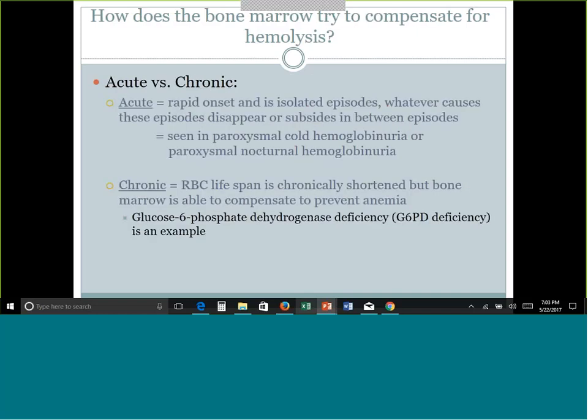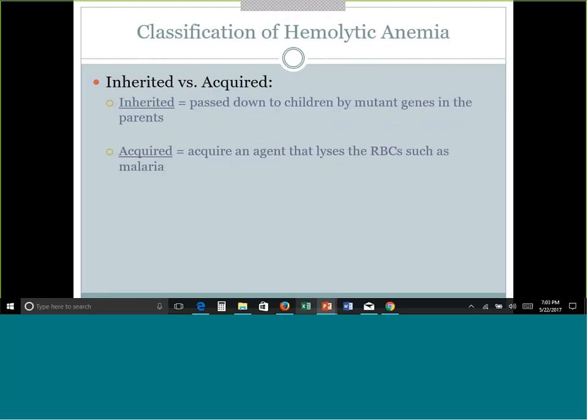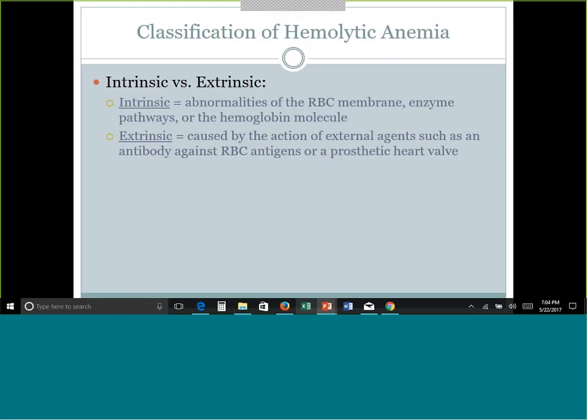All right, so you have acute and chronic types of hemolytic anemia. The difference is the onset. Acute is a rapid onset, so whatever caused these episodes will disappear or subside in between, whereas chronic is over a period of time, generally 6 months or more. They can also be inherited or acquired. Inherited, of course, means you get that at birth; you're passed it down by your parents. Acquired means you're picking up something that's causing the hemolysis. Malaria is always a really good example there. If a mosquito bites you and passes you malaria, that would be an acquired process.